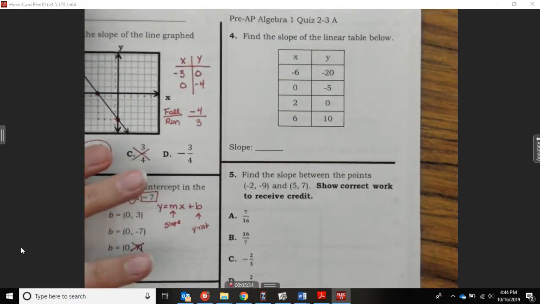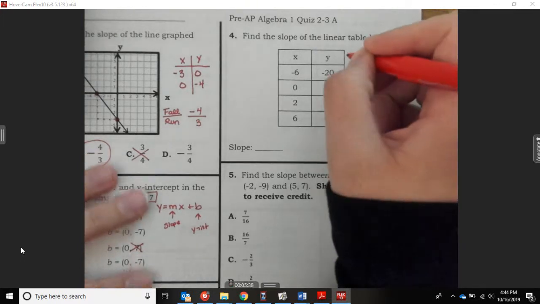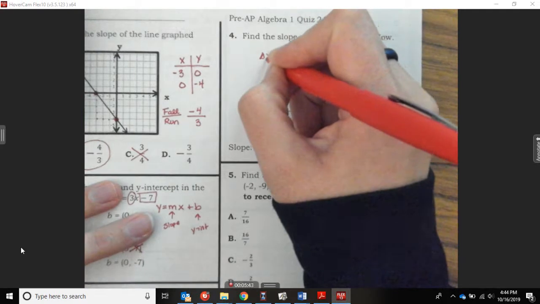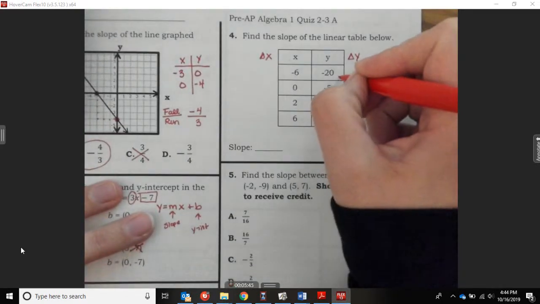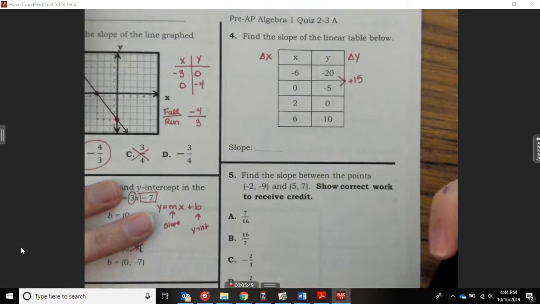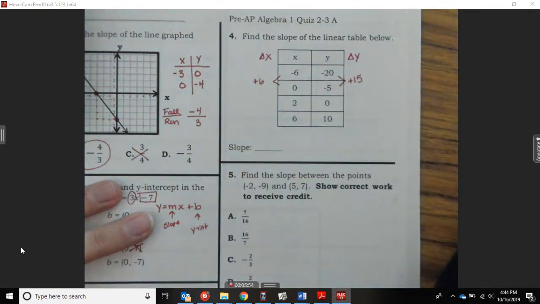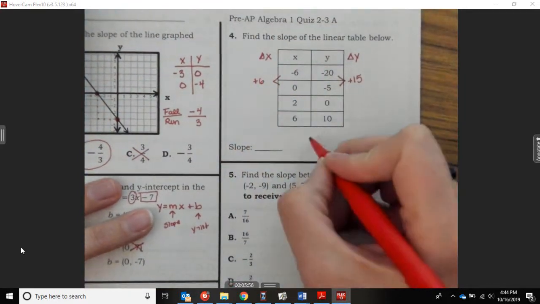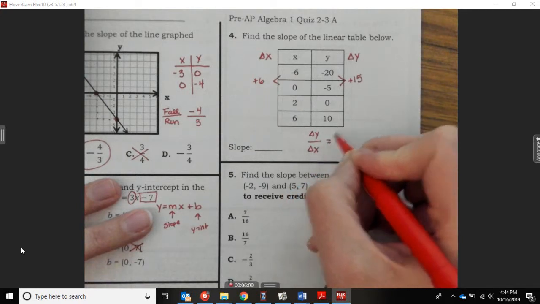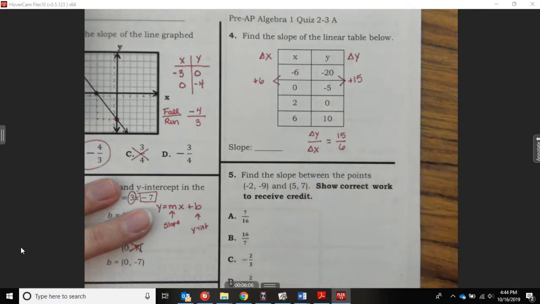Number 4, find the slope of the linear table below. Well, remember when we find slope from a table, we're finding the change in y and the change in x. So how do I get from here to here? I am adding 15. And then from here to here, I am adding 6. So my slope is the change in y over the change in x. And if I look at this first part, I have 15 over 6.